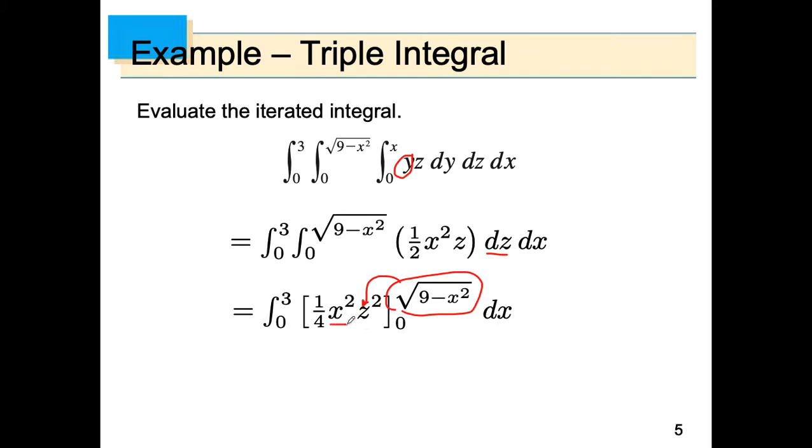And then you'll notice I'm going to go ahead and distribute the x squared, and that gives me 9x squared minus x to the fourth, which again becomes Calculus 1. You should end up with 162 over 5.